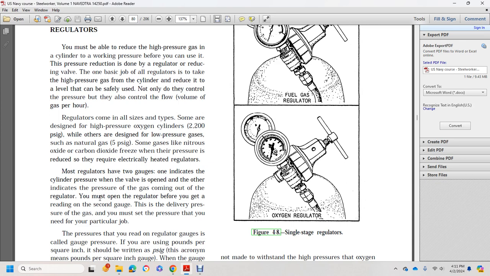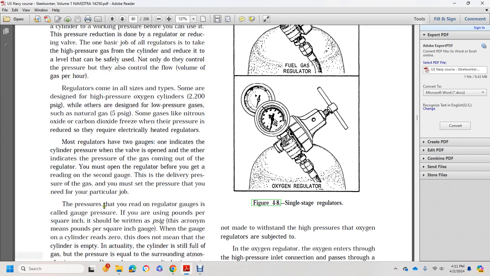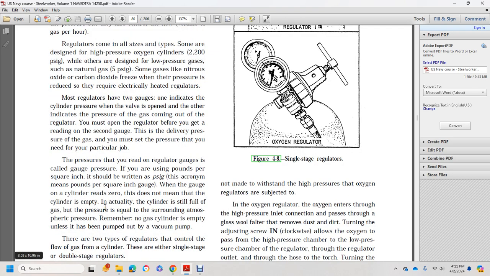The delivered pressure of the gas must be set to the pressure needed for the particular job. The gas pressure in pounds per square inch should be written as PSIG. The acronym means pounds per square inch gauge. If the gauge on a cylinder reads 0, it does not mean that the cylinder is empty. In actuality, the cylinder is still full of gas. The pressure is equal to the surrounding atmospheric pressure. Remember that no gas cylinder is empty unless it has been pumped out by a vacuum pump.